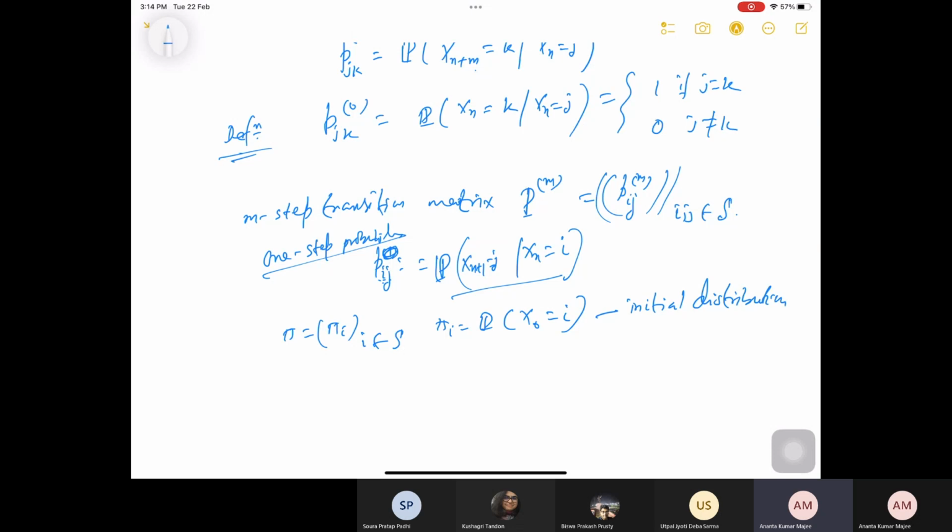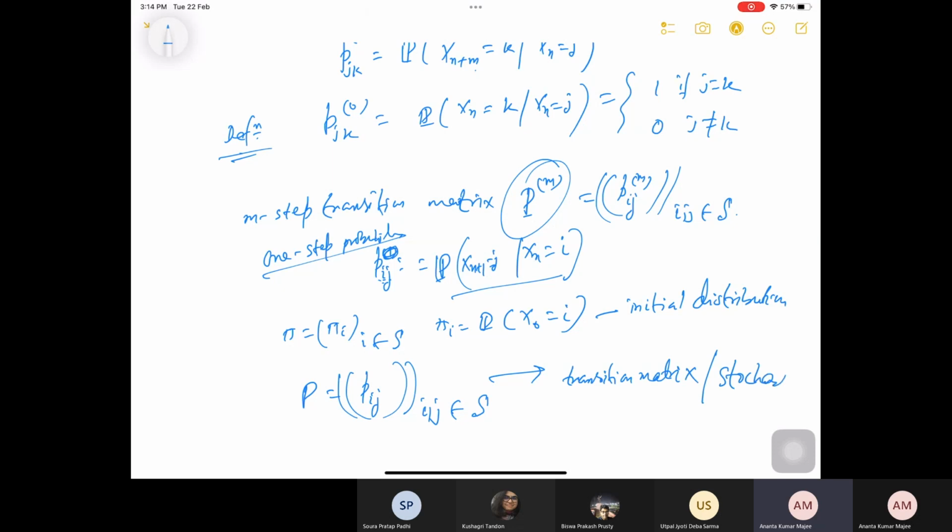And the transition matrix P, I define P^(m) in this way, the m-step transition matrix. So now P, which is again P_ij, this is the one-step transition matrix, i, j in my S. It is called the transition matrix, sometimes the one-step transition matrix, or in general we call it the transition matrix. We are not putting the one. So this is the transition matrix, or sometimes called the stochastic matrix.